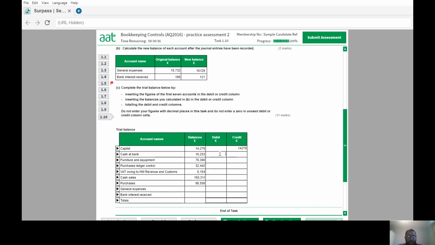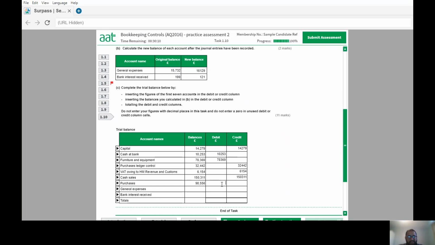14,279 for that one. Cash, 10,253 pounds. We got that. Furniture and equipment is going to be an asset, 78,369 pounds. Then we have the purchase ledger control account, which is going to be a liability, 442. Then you have the VAT owing to HMRC. Owing to means we have to pay them. It's a liability.